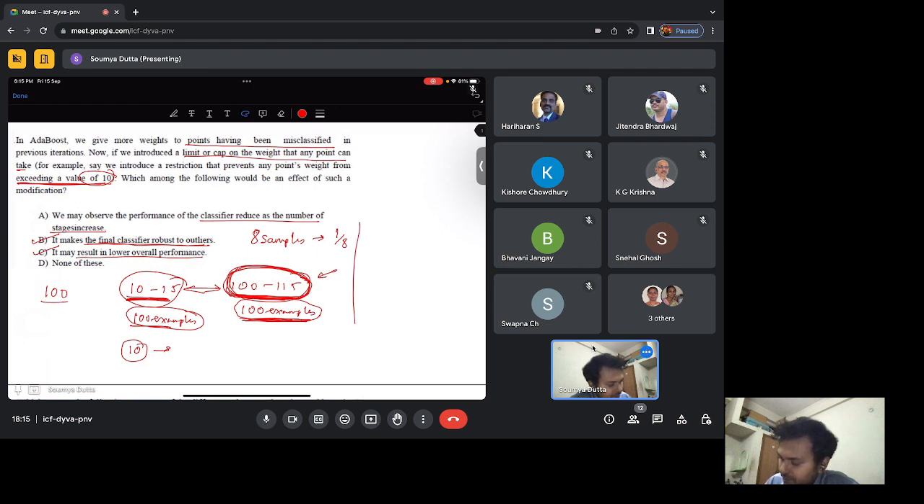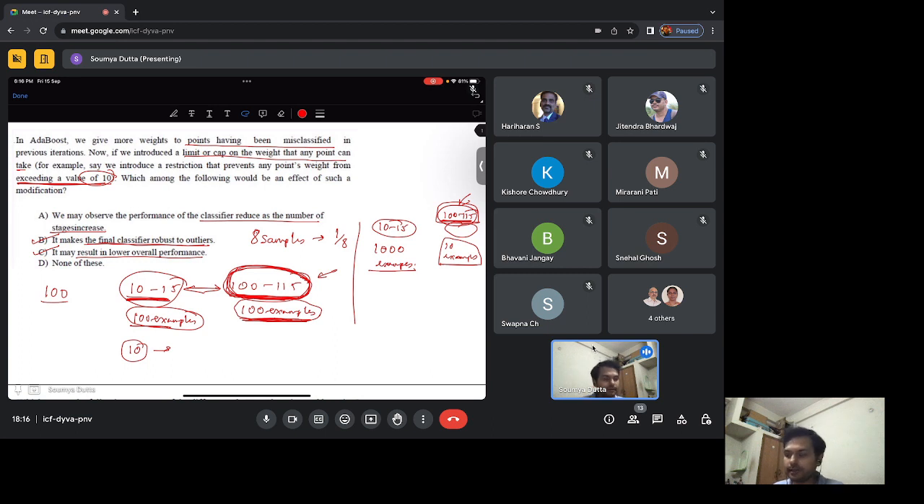The other example may be you have 100 or 1000 examples which have weights in the range of 10 to 15, and you have, let's say, 10 examples which have their weights in the range of 100 to 115. If you had not put a cap of 10, then your classifier would have looked at these 10 examples and become very strong at classifying them. But if you put a cap of 10, then these 10 examples and these 1000 examples become almost the same; your model will treat both of them similarly, and therefore it will not look at the outliers at all. So that is the other impact it will make. It makes the final classifier robust to outliers.